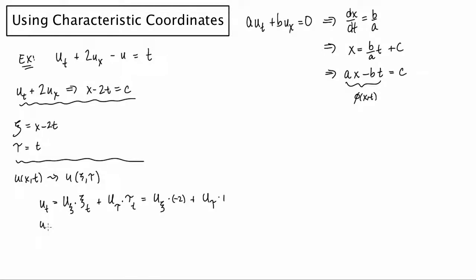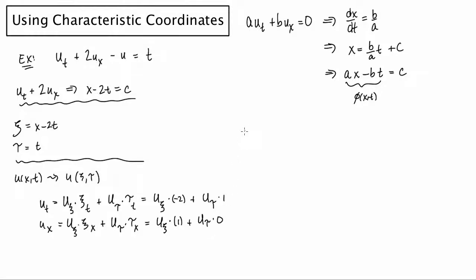For u_x, we get u_xi times xi with respect to x plus u_tau times tau with respect to x. So u_xi, once again, is the unknown partial. Xi with respect to x is 1. And u_tau times tau with respect to x is 0.